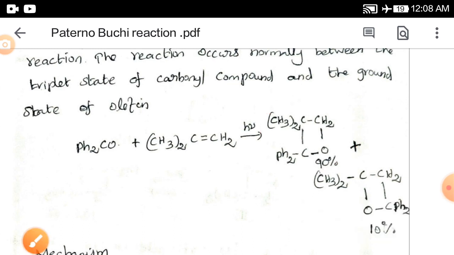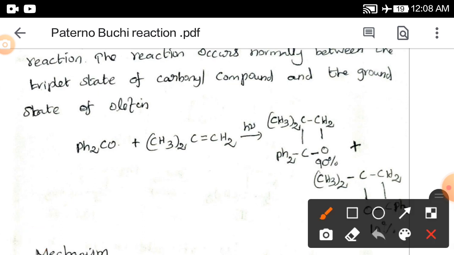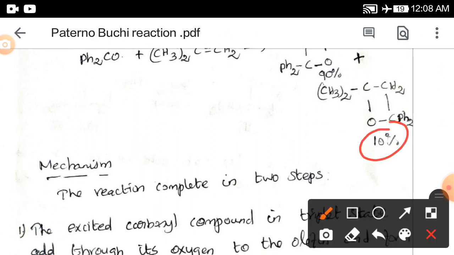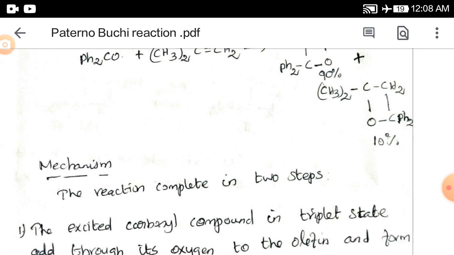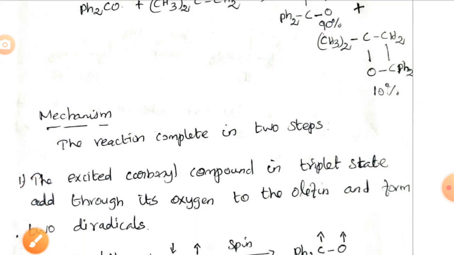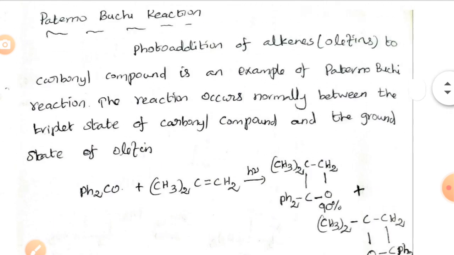So we go for the mechanism, then we will understand somewhat. One product is 90%, the other is only around 10%. Why it is getting like that, we will clearly understand by going through the mechanism. First of all, you want to know what the Paterno Buchi reaction is: the photo addition of alkenes to a carbonyl compound.